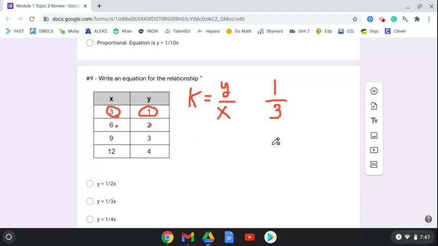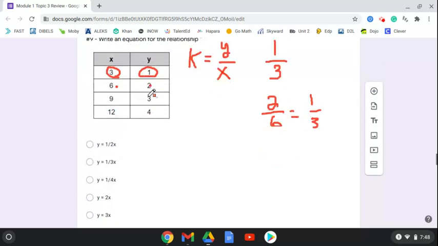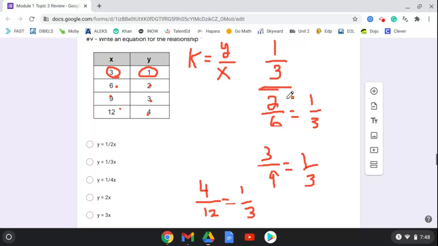Next, I have 2 over 6, or the fraction 2/6, which is also equal to 1/3 when you simplify the fraction. Then you have 3/9. 3/9 is also equal to 1/3. Last pair to check, 4/12, which is equal to 1/3. And so as you can see, we have our k being equal to 1/3. And what this is saying is that the y values are 1/3 of the x values.